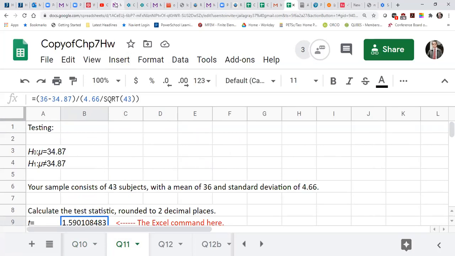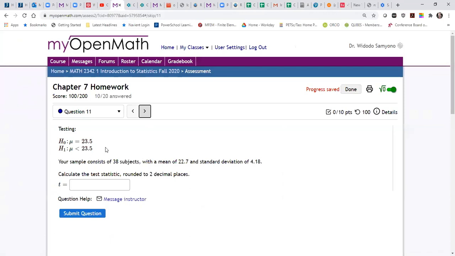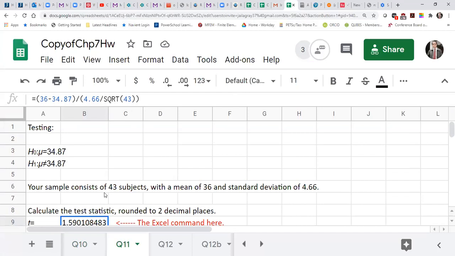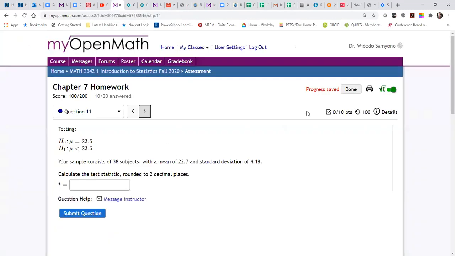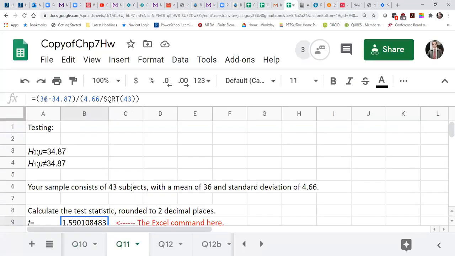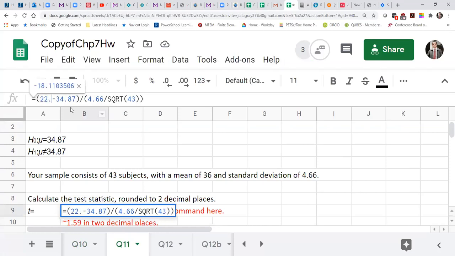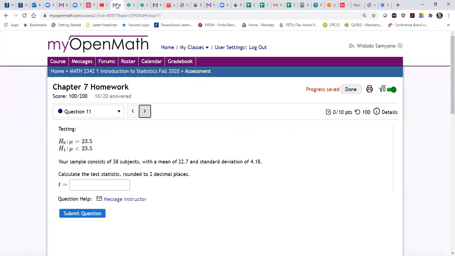Okay, so for the problem here, you subtract 38. No, this is the sample, right? Yeah, so this is the sample. So you need to subtract the mean with the mu, and then divide by the standard deviation, right? Okay. The mean is 22.7. Subtract with the mu, 23.5.